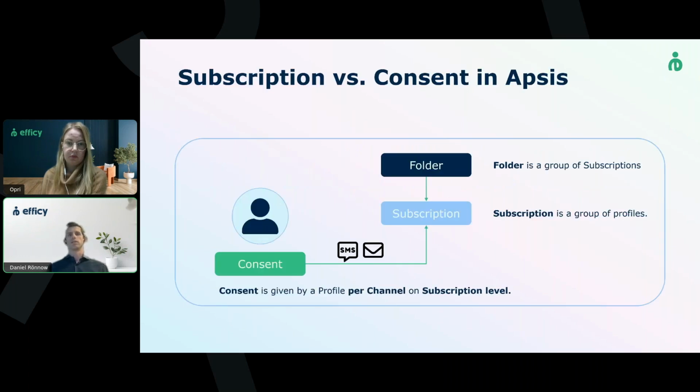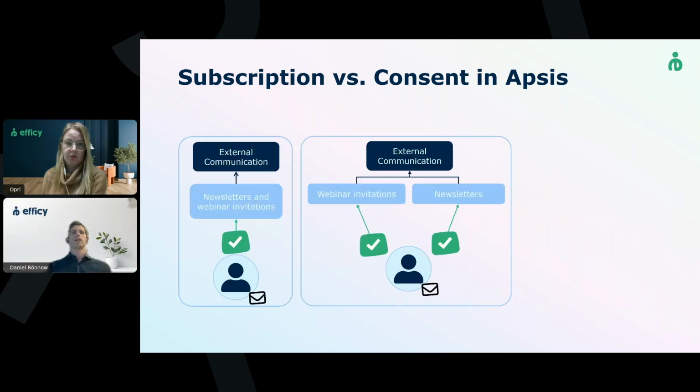So the main part here is the subscription. You can have multiple subscriptions in different folders and structure them however you like. But to those subscriptions, all profiles give their consent to receive the information from that specific subscription in a specific channel. That means I can give consent to receive information by email for specific marketing campaigns or marketing information or whatever that is. That is how we structure it in general.